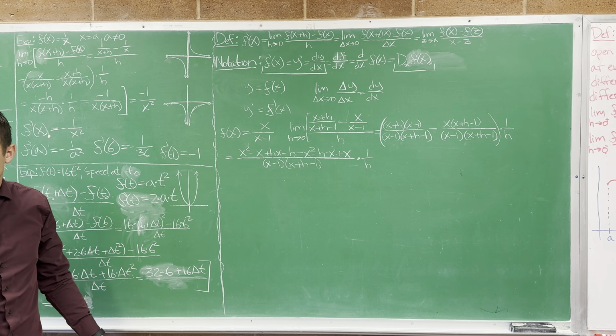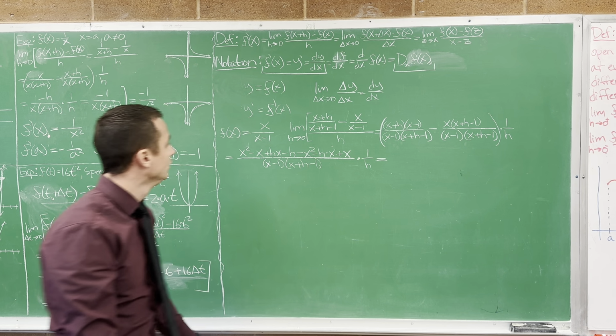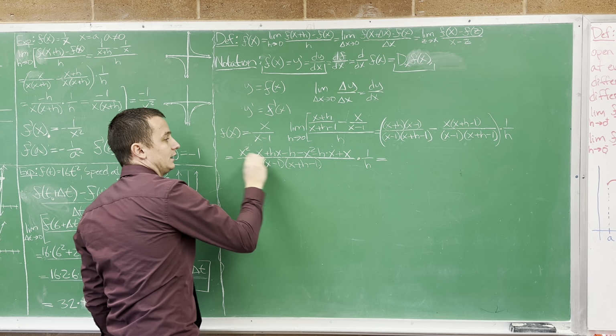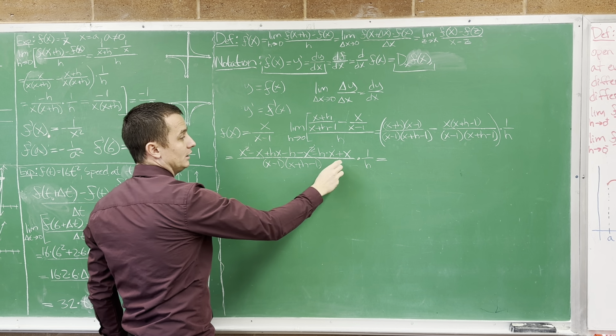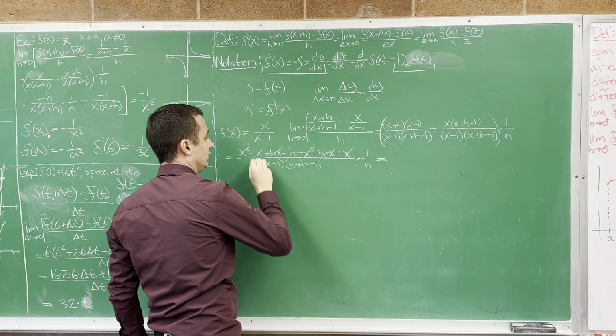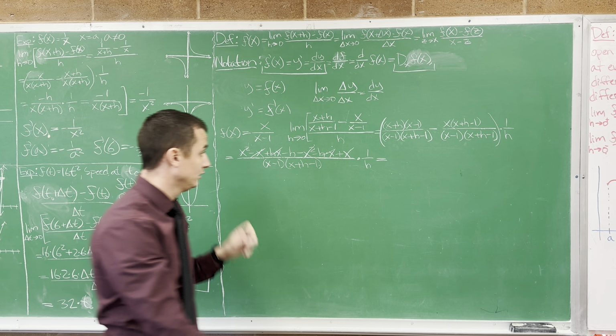Good? Okay, now lots of things better cancel or else we did something wrong. x squared, negative x squared, so that cancels with that. Negative hx, hx, x, negative x. What am I left with? Negative h. Negative h.